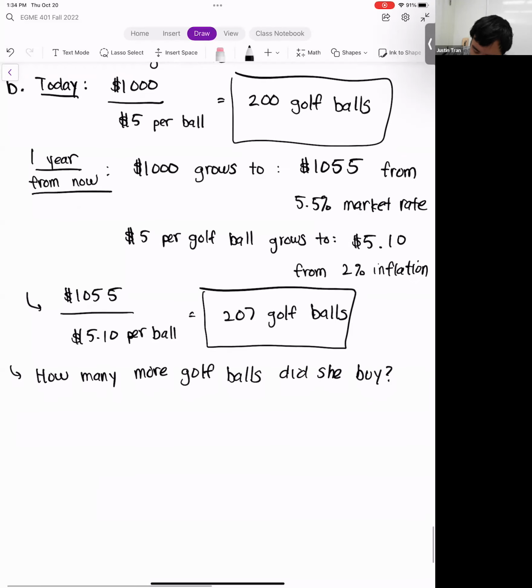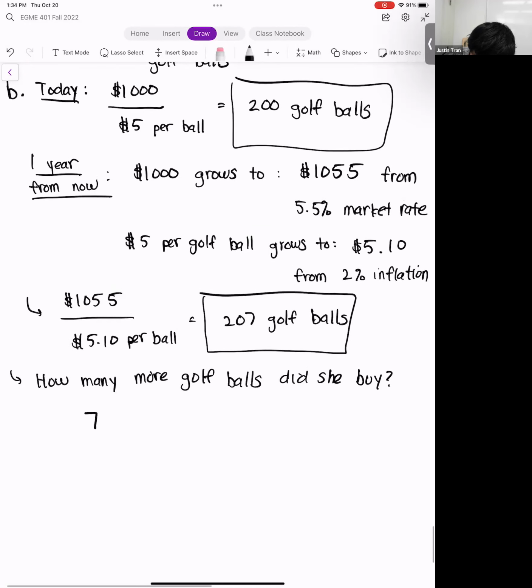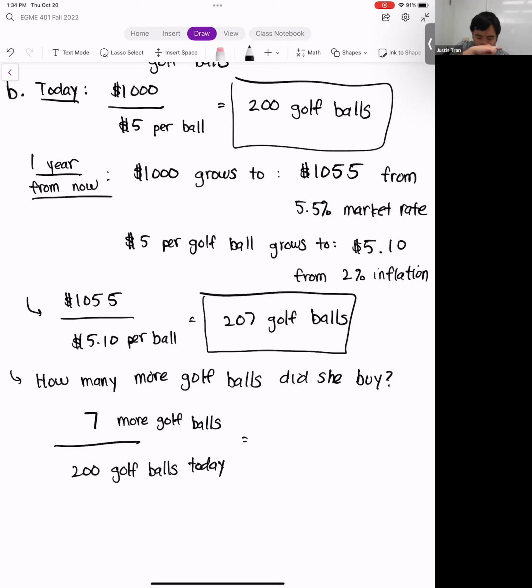Okay, and so if we compare the 1 year from now to today, she got seven more golf balls. And so if we divide that number by the original number of golf balls, which was 200, we do 7 divided by 200, then what we get is 0.035. Or in other words, what we can say is that the amount of golf balls that she could buy has grown by 3.5%.